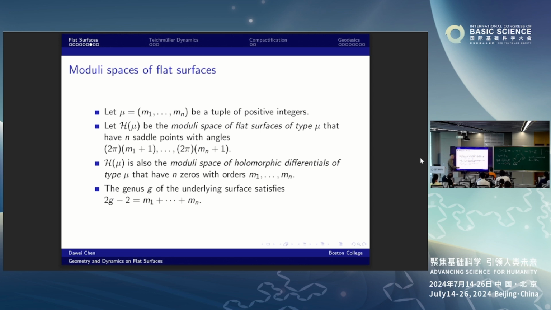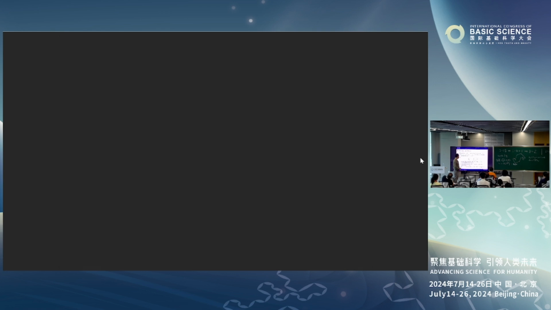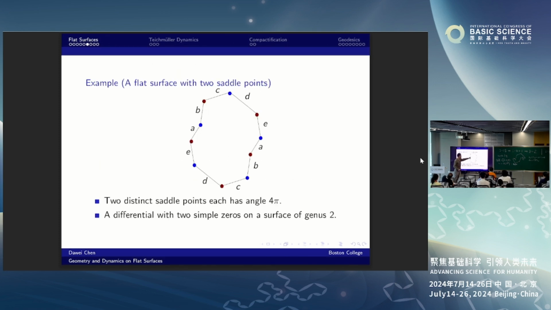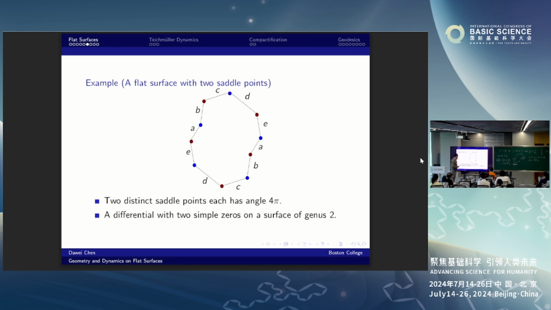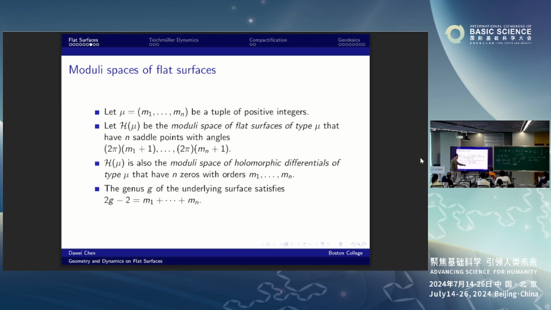For example, in the case of genus 2, I've shown you two pictures corresponding to this mu equal to 1, 1, just two simple zeros. And also here's mu equal to 2, just one double zero. So in general, for a given genus, you still have finitely many choices for any integral partition of 2g minus 2. But this definition so far only gives us H mu as a set.